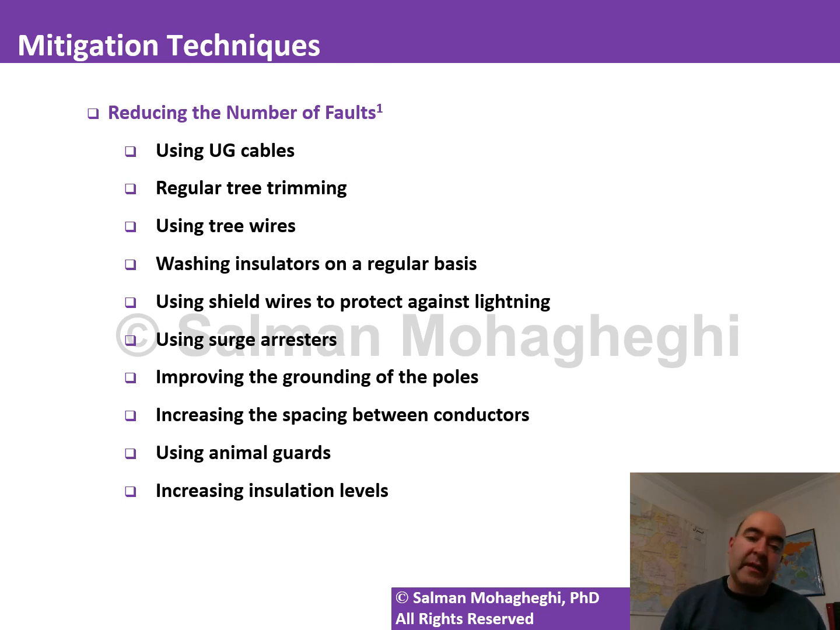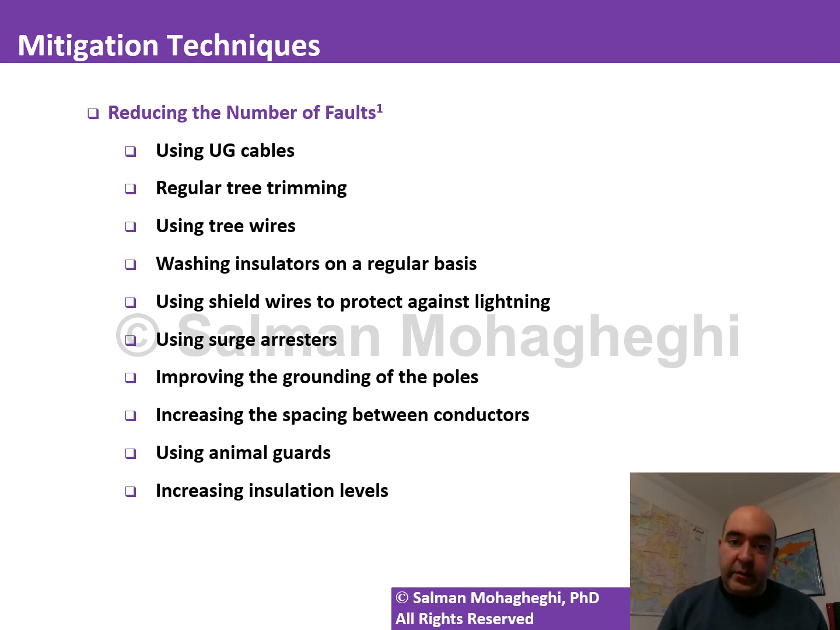There are other things that utilities can do. For example, they can increase the spacing between the conductors. That is in particular effective if your area is prone to high winds, meaning that the conductors might move around and gallop, so to speak, and as a result of that, they might actually get close to one another. And if they do, chances of flashover would increase. By increasing the distance between these conductors, you can avoid that situation.